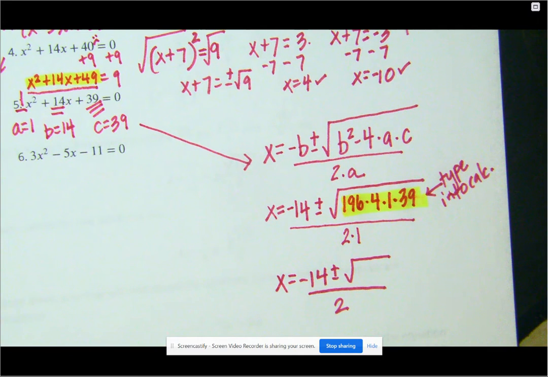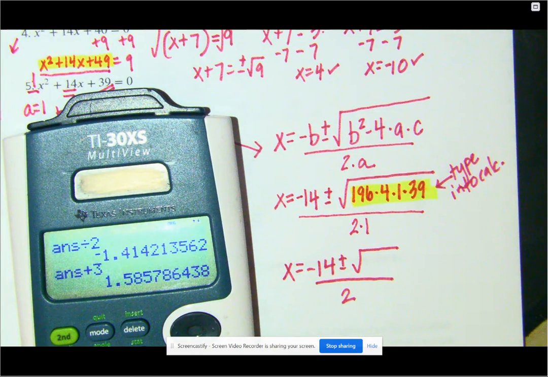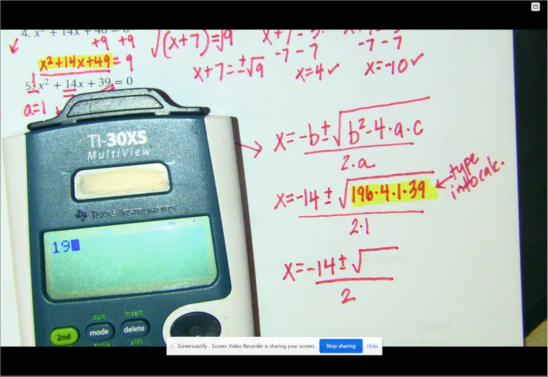Okay? We're not doing the square root. We don't know if we can do it yet. Because if it isn't one of those numbers that has a whole number square root, we have to leave it. So here we go. 196 minus 4 times A times C. Boom. 40.